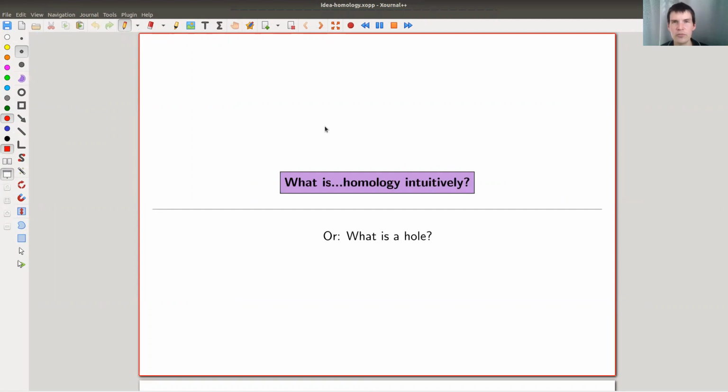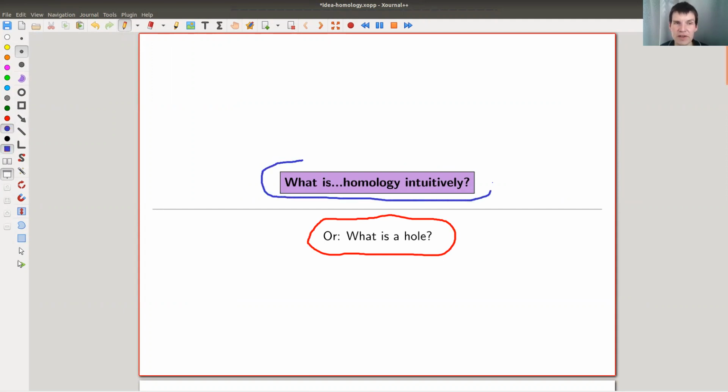Okay, welcome everyone to my continuation of what is algebraic topology. Today I would like to explain what is a hole. So what is a hole? We'll see. Or more strictly speaking, I will explain what is homology intuitively.